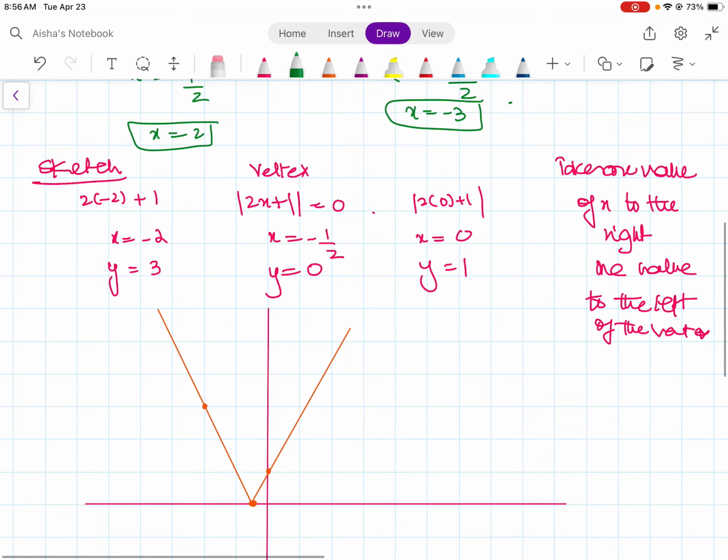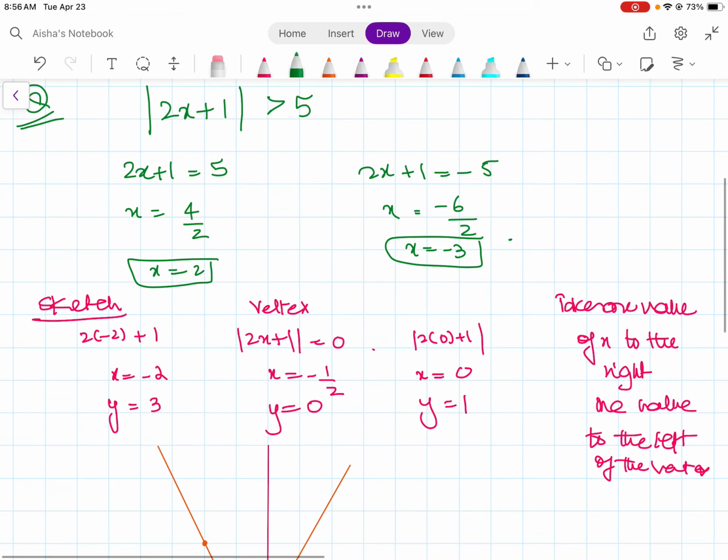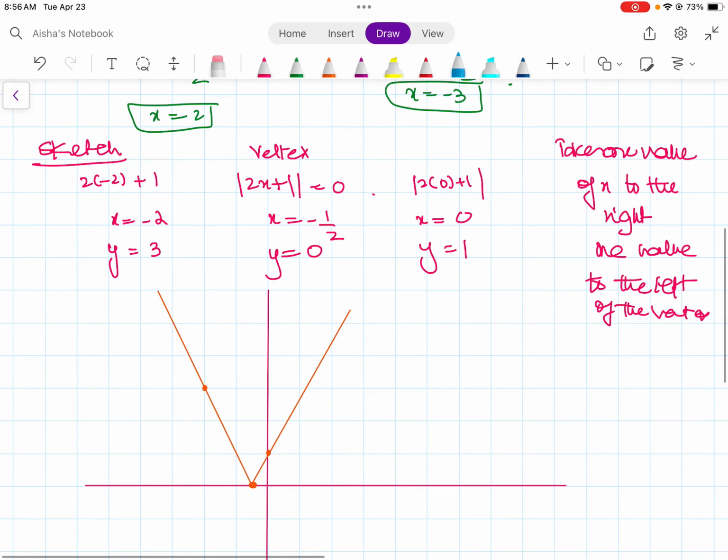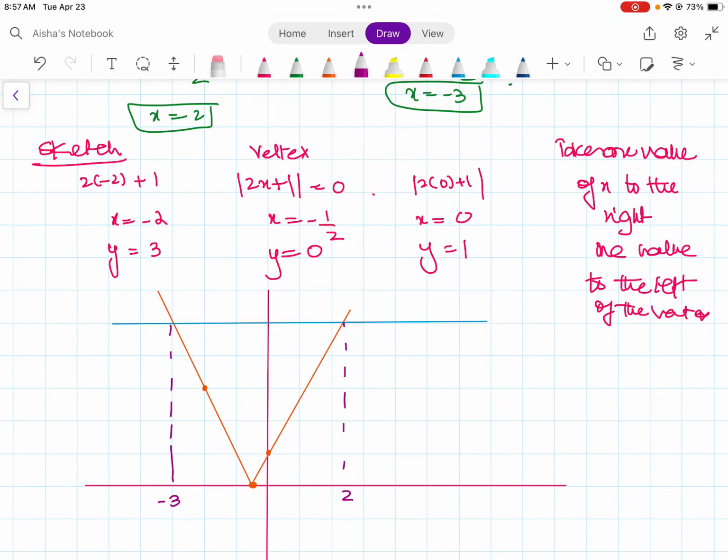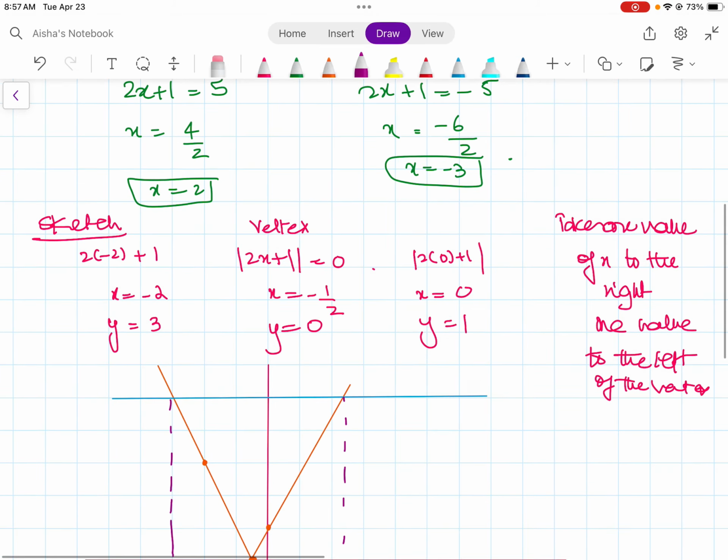Now, it says the modulus function should be greater than 5. Greater than 5 means y equals 5. So if I draw it, this is my value of 5. Now the intersection points, this is 2 and this is minus 3. It may not be the exact points as found in the solution because obviously this is a sketch.